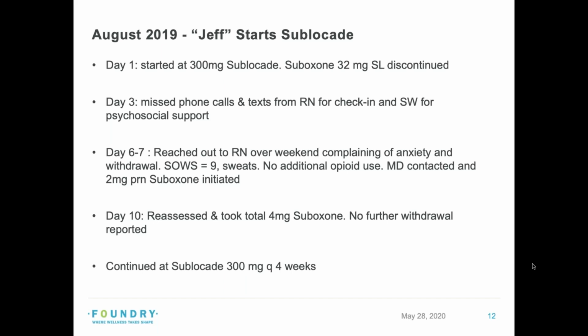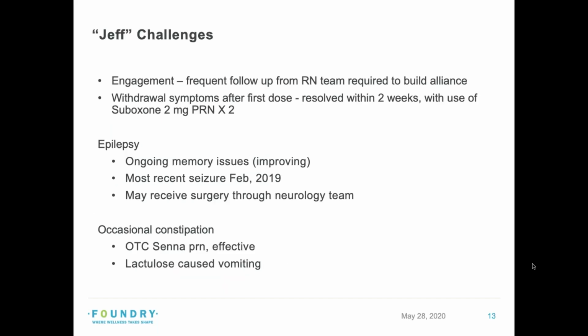By day 10, he was reassessed. He had used 2 of those tablets of Suboxone and had no further withdrawal. So we've continued him at Sublocade 300 milligrams monthly since then.